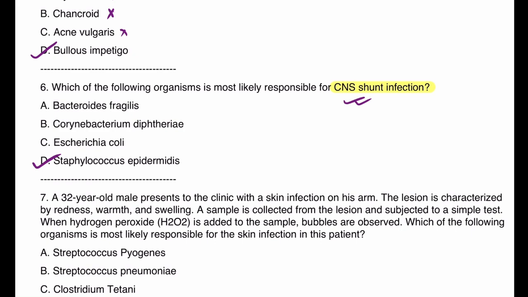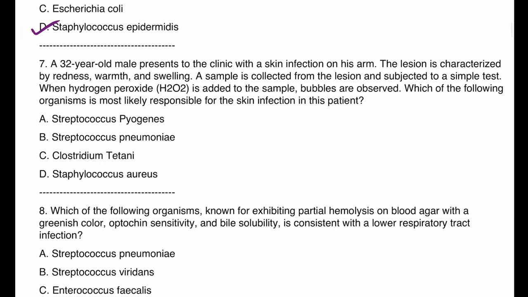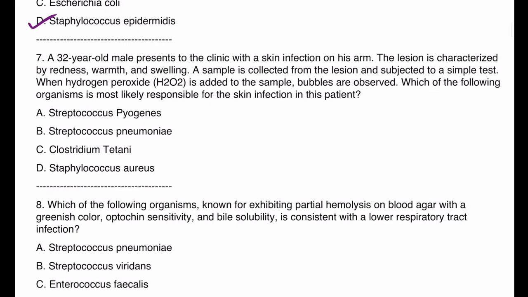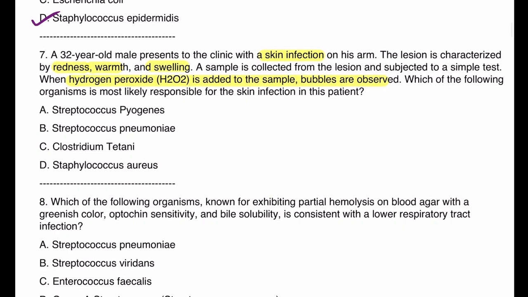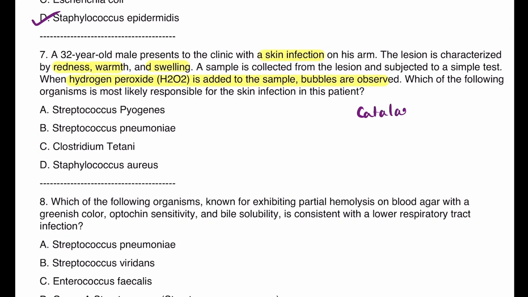And the next question is around this one again, presented with a skin infection in the arm and characterized by redness, warmth, swelling. Now H2O2 is added and bubbles form. That means it is catalase positive, and it is a superficial skin infection. So probably this is Staphylococcus aureus, because Streptococcus is going to be catalase negative, and this is not Clostridium tetani.